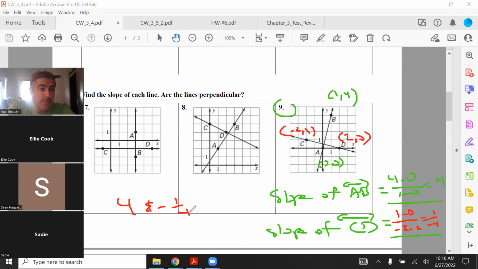Those are negative reciprocals. If you flip the 4, you get 1/4. Change the sign, you get -1/4. Or if you multiply it together, that also works. You get -1. So the answer is yes. Those are perpendicular.